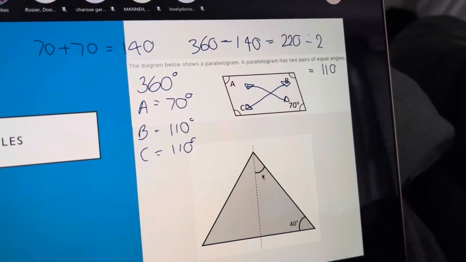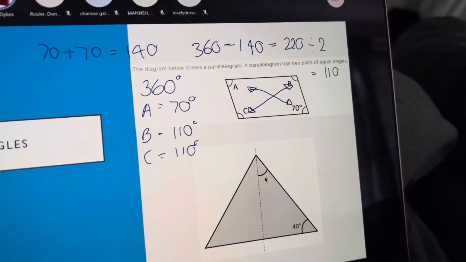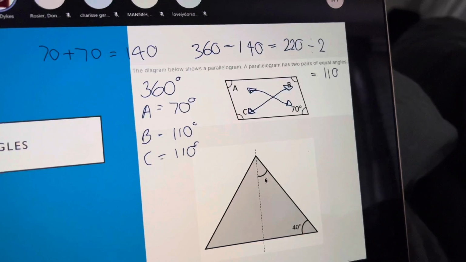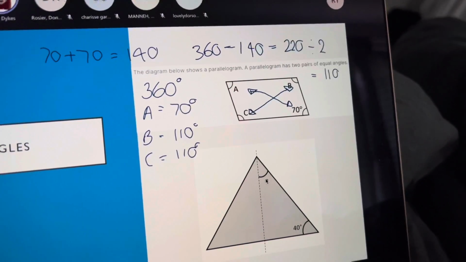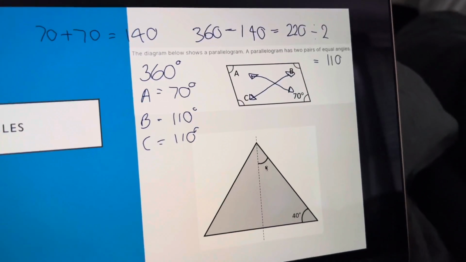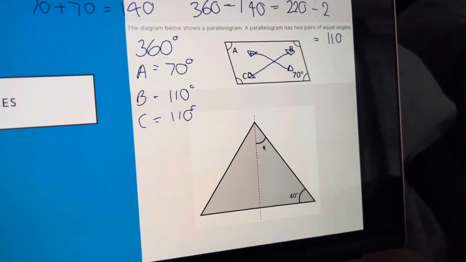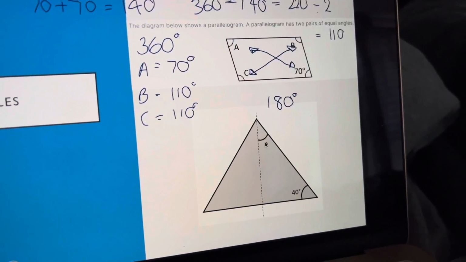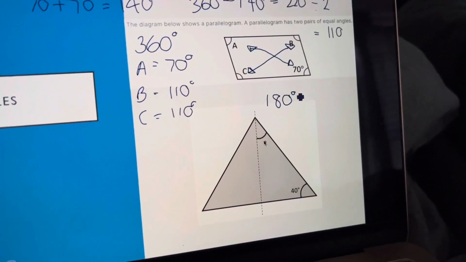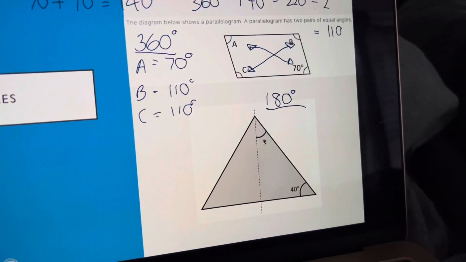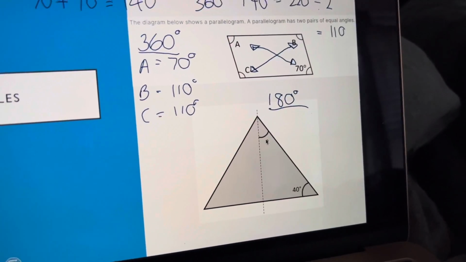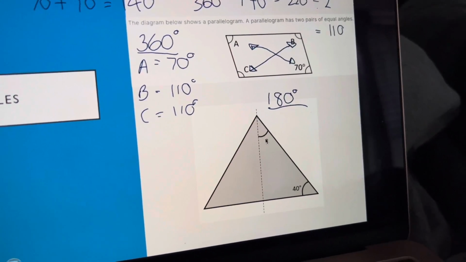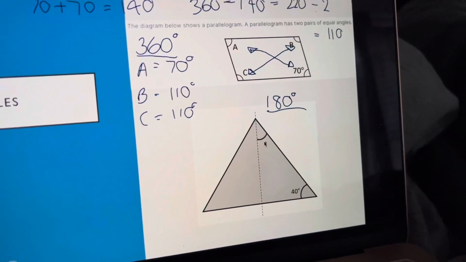So B and C are then going to be worth 110 degrees each. Then we've got our triangle. So what's our total number of degrees in a triangle? 180. 180, good. So we want to remember these numbers because it won't be given to you in an exam question. Yes, in a triangle, it will always be 180 degrees.